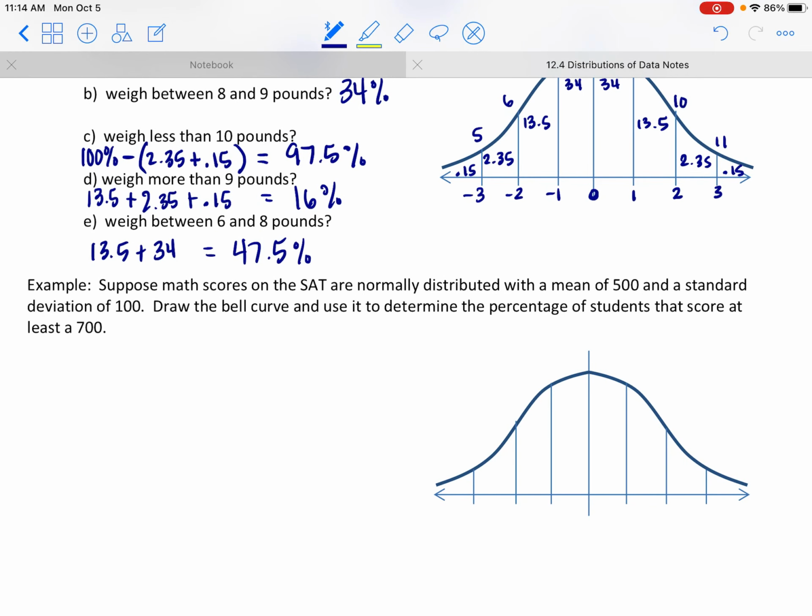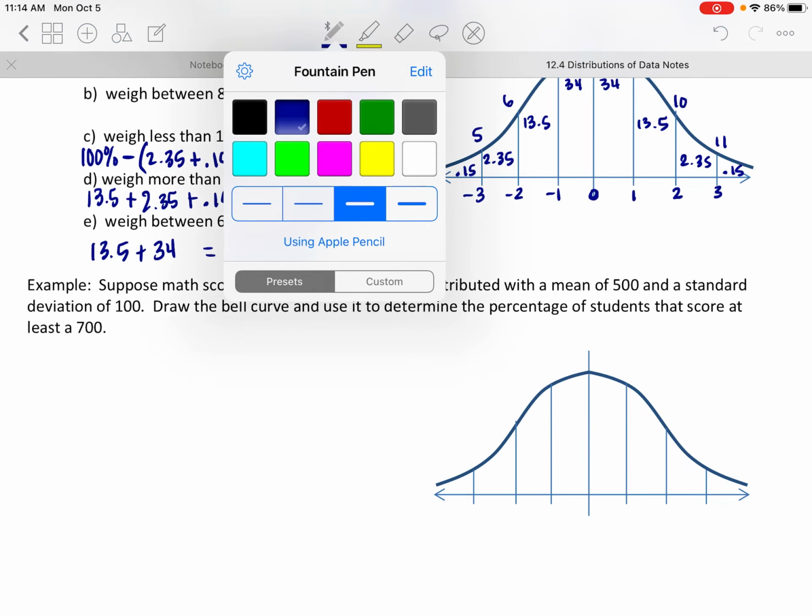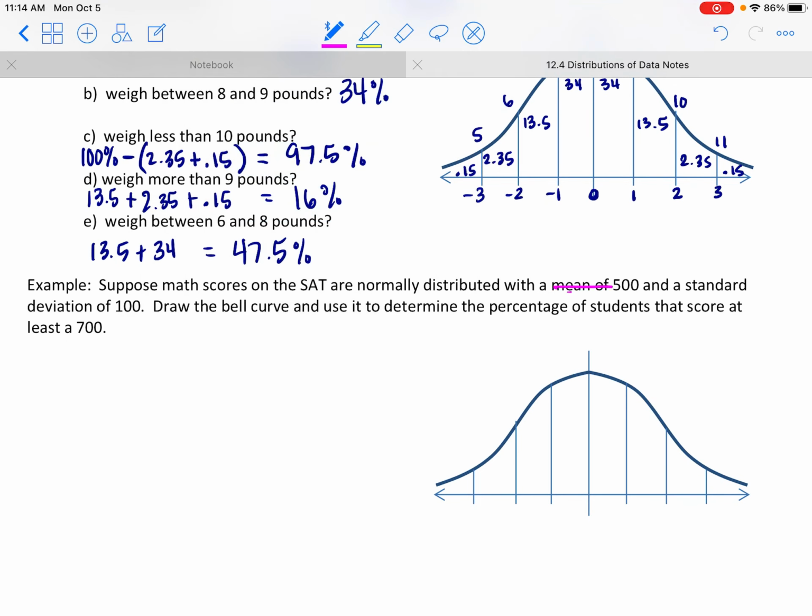Suppose the math scores on the SAT are normally distributed with a mean of 500 and a standard deviation of 100. We want to draw the bell curve and use it to determine the percentage of students that score at least a 700. So a mean of 500, that's going to go in the middle. So we're going to start with 500 there.